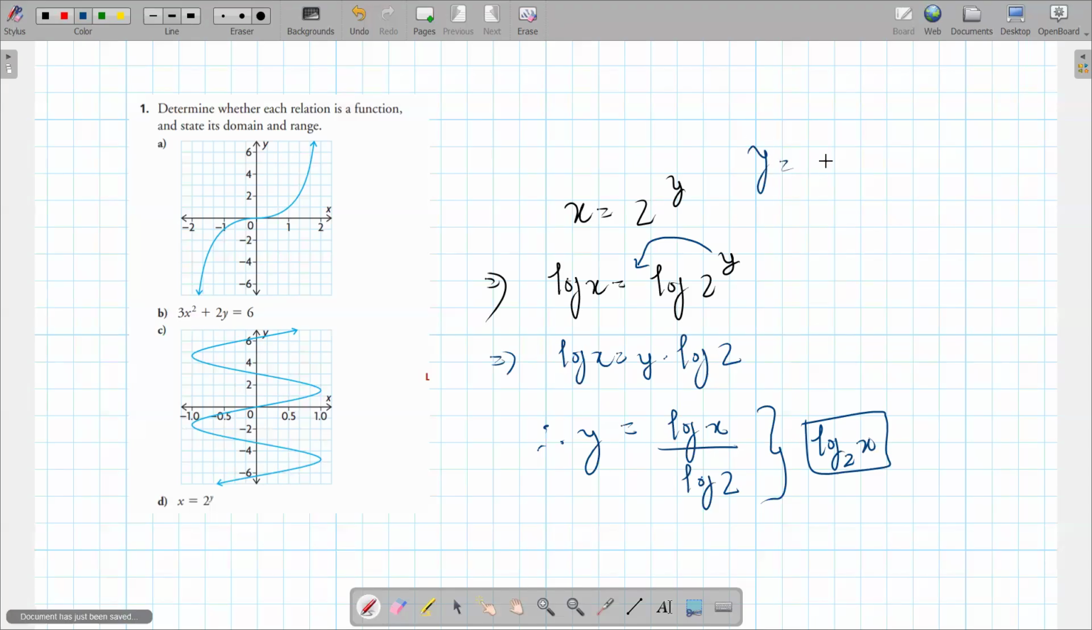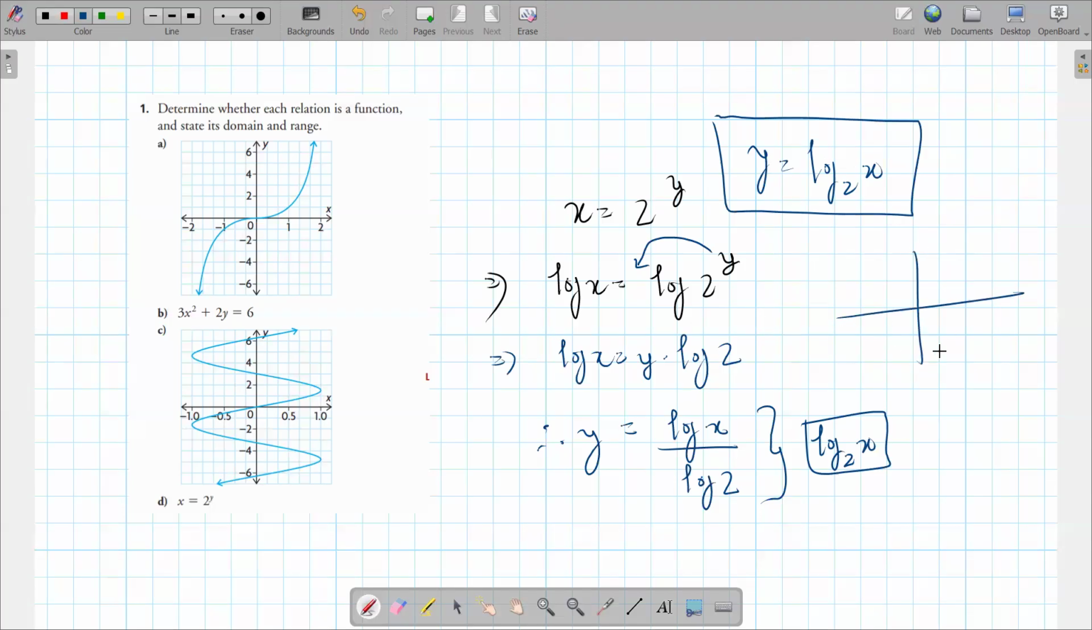So the question is, is this a function? This is just a log with a base of 2. It'll look something like this. Is log a function? Yes, it is. What's the domain and the range from the graph?